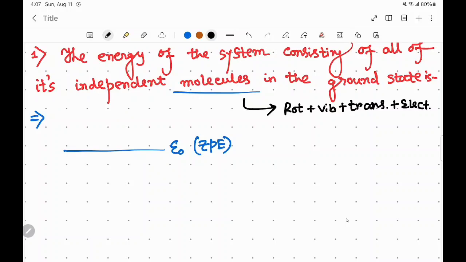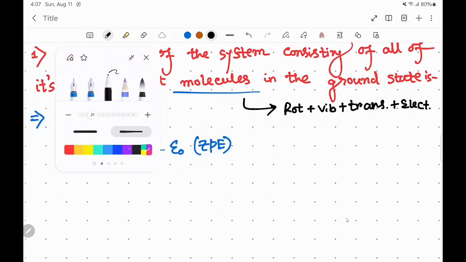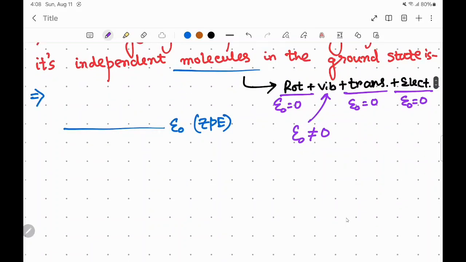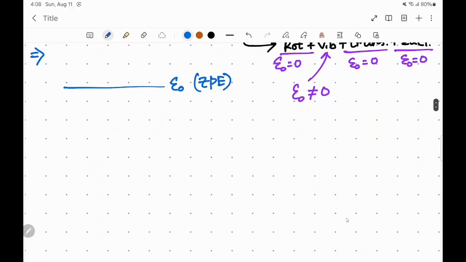There are other types of energies as well, but you will see later that these are mainly four energies. In all cases, for rotational, translational and electronic, the ground state energy is zero, except vibrational. In the case of vibrational, the ground state energy is not equal to zero, but we studied in the last class that we can make a relative energy diagram for the vibrational energy levels, considering the zero point energy as zero. In that case only, the ground state energy will be zero.